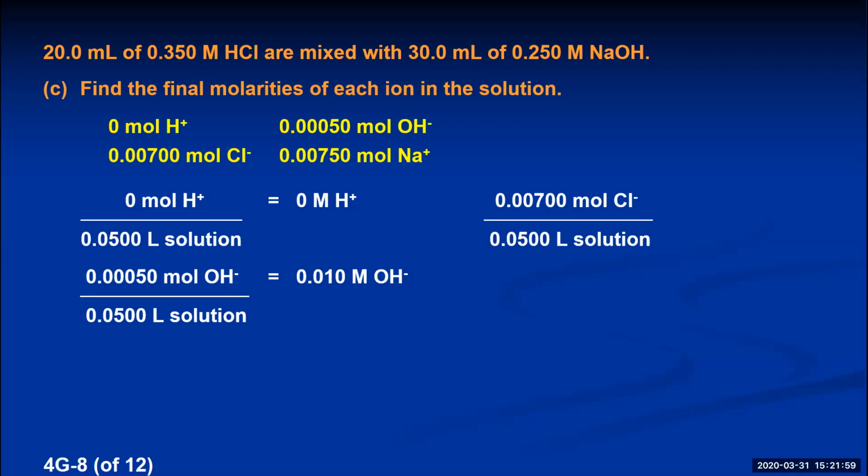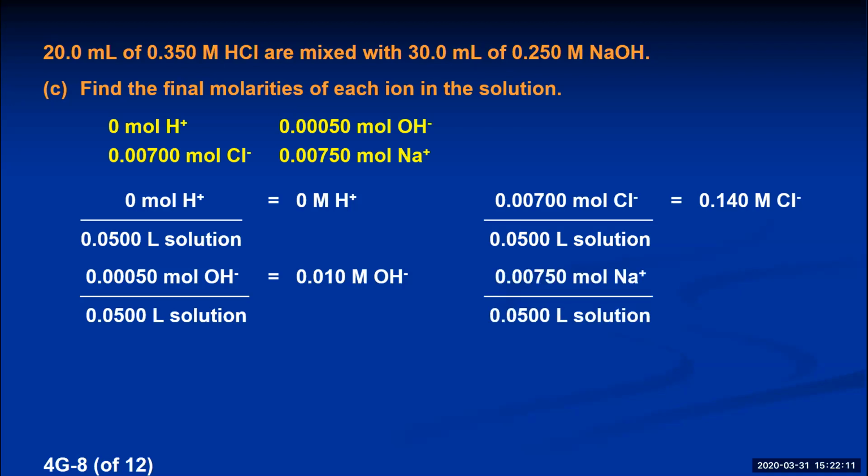Then for the chloride ions, it's 0.00700 moles divided by the volume, both 3 significant figure numbers. So in this case, the answer will come out 3 significant figures, 0.140 molar. And the same thing for the sodium, take its moles, 0.00750 moles, divided by the combined volume in liters, and that'll be a 3 significant figure answer as well. That comes out 0.150 molar in sodium ions.